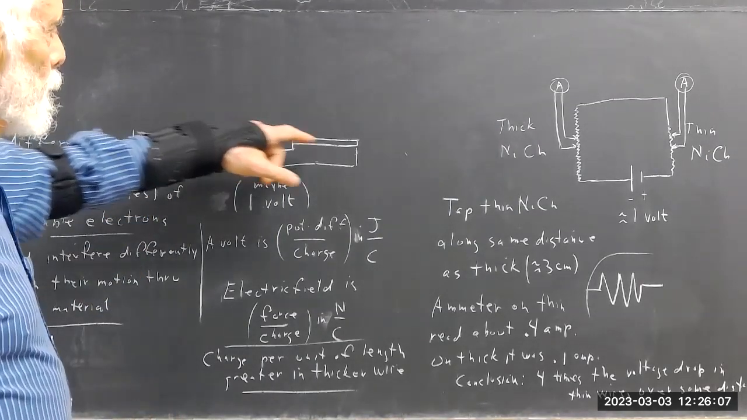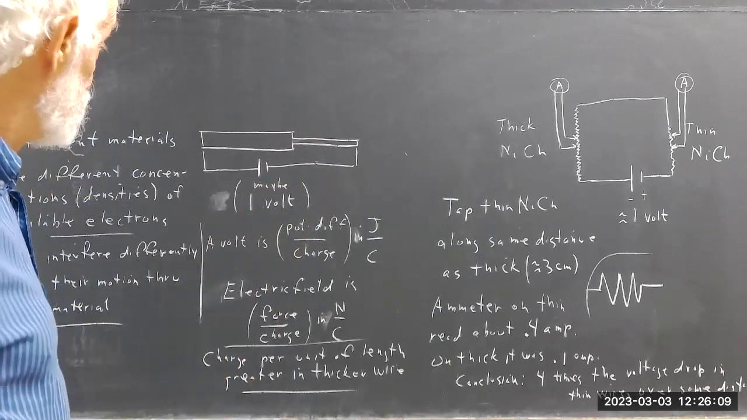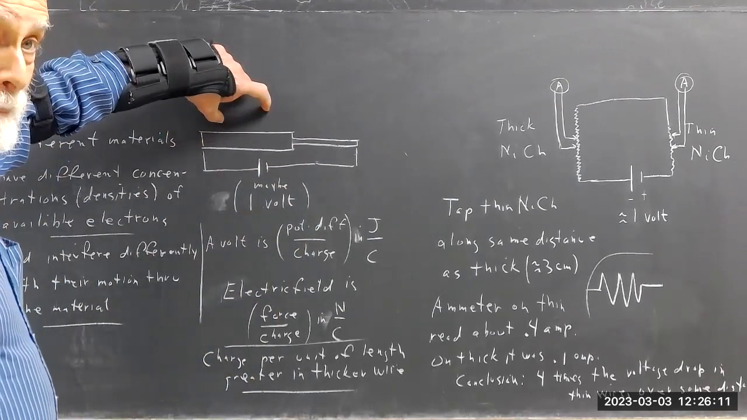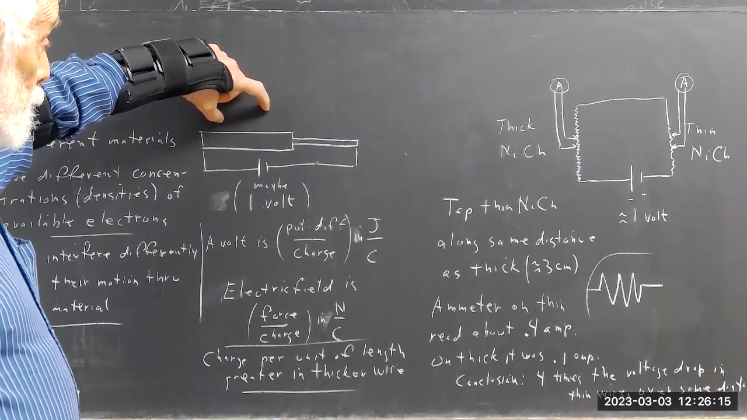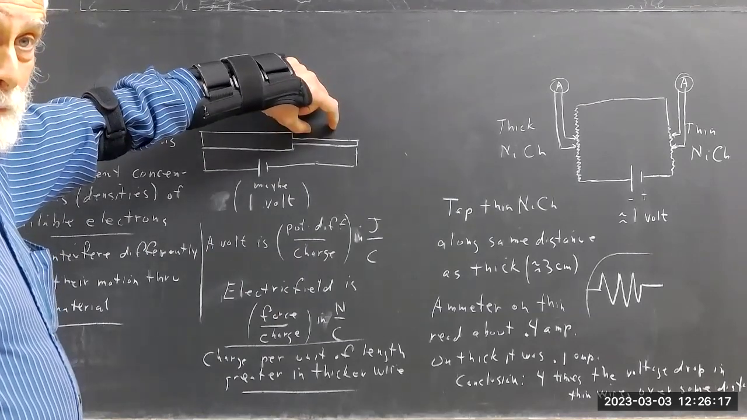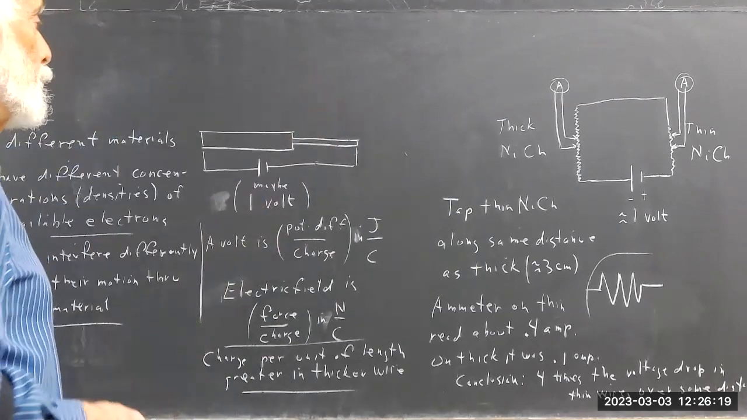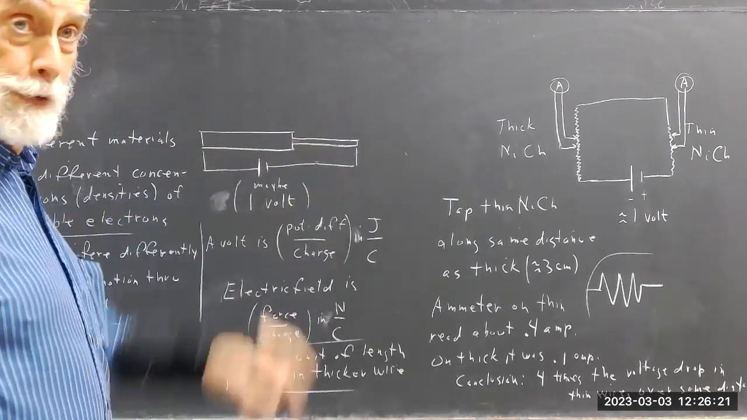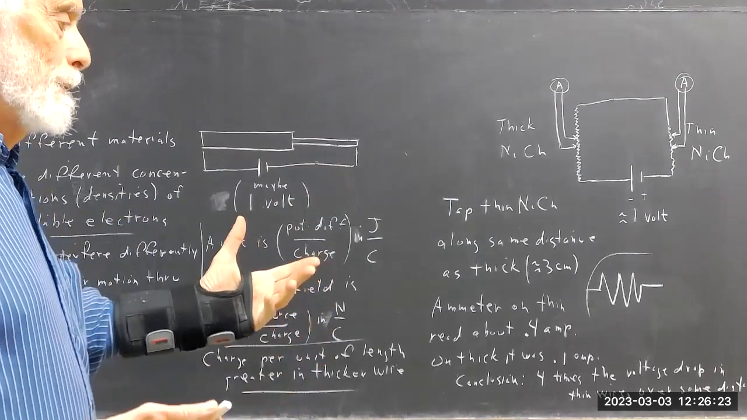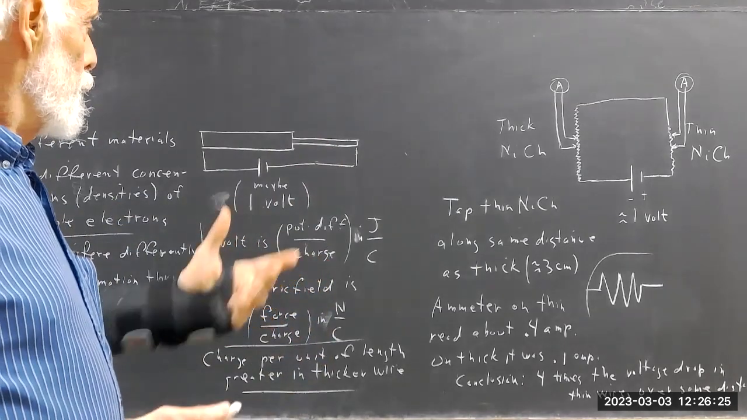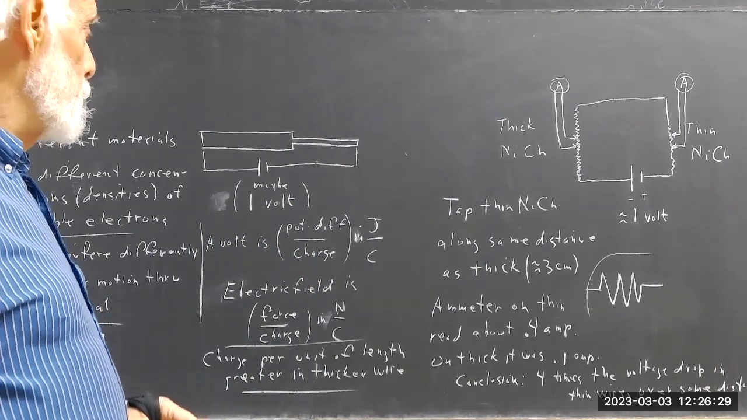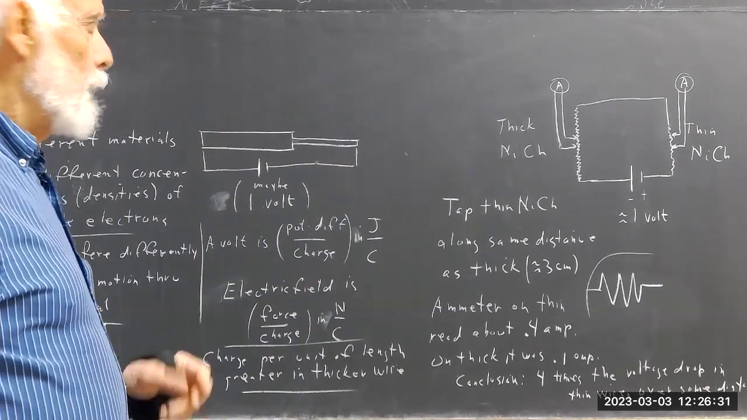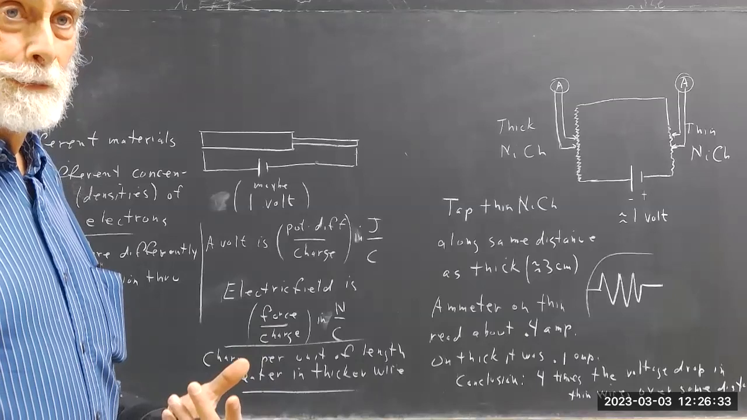Okay, so back to what's going on here. In this wire, you've got more available electrons per unit of length than you have in this wire. So if you tap off equal lengths here and here, in which one are you going to have the greater drift velocity?